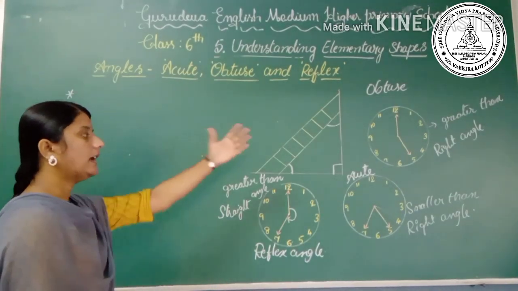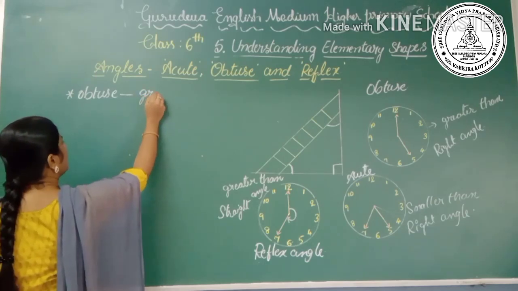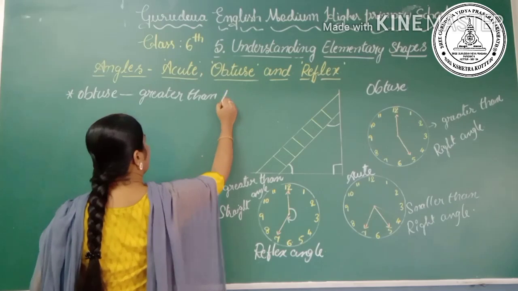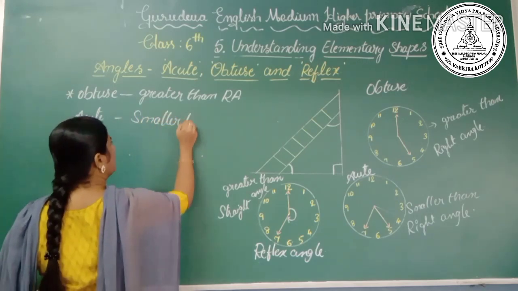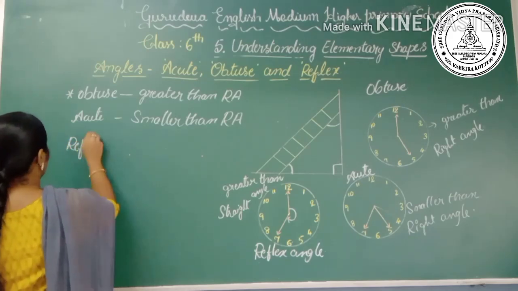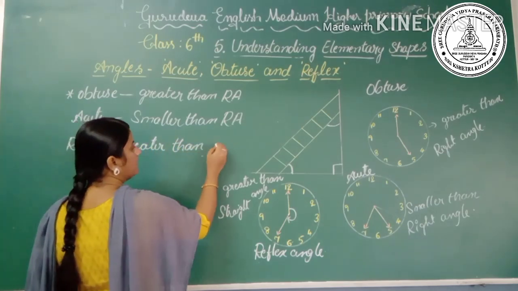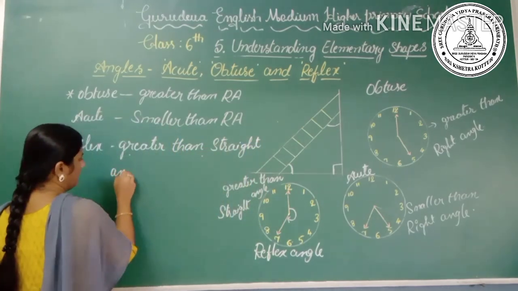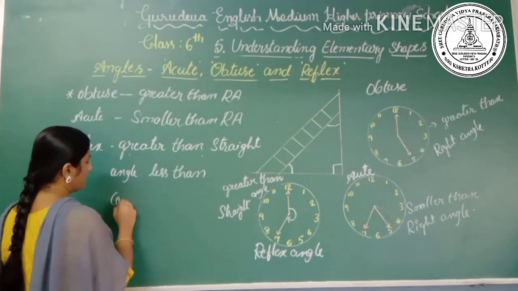We can write the definitions of the three angles here. First one is obtuse angle. Obtuse angle means greater than right angle. Then acute angle. Acute angle is smaller than right angle. Then the reflex angle is greater than straight angle and less than complete angle. Yes, greater than straight angle and less than complete angle.